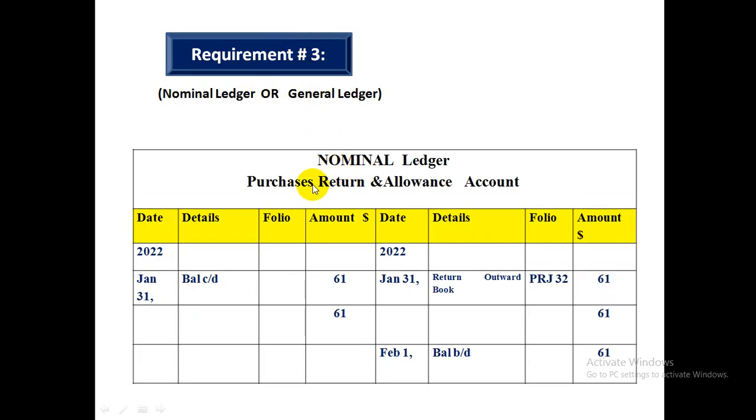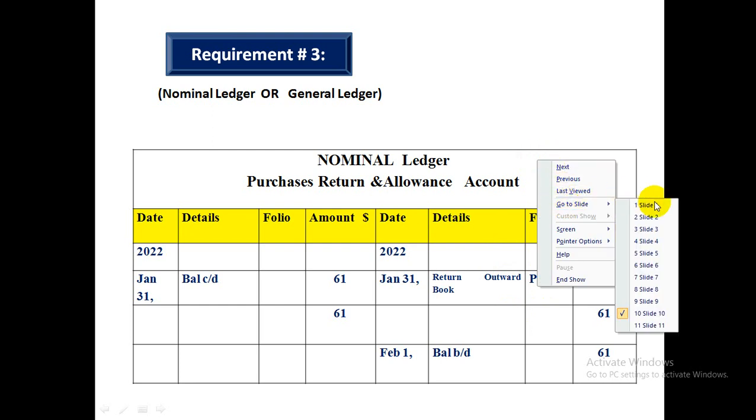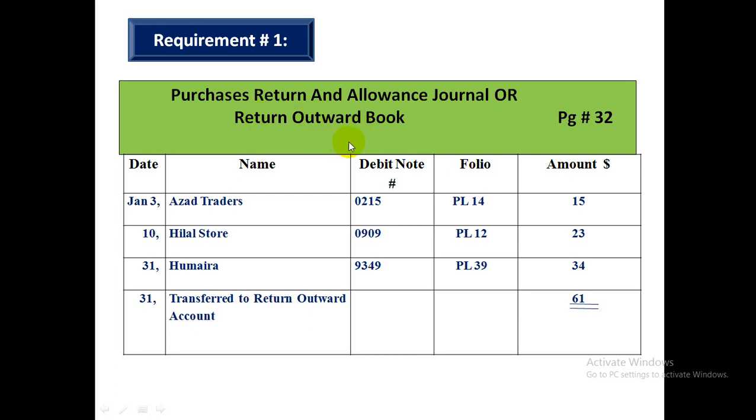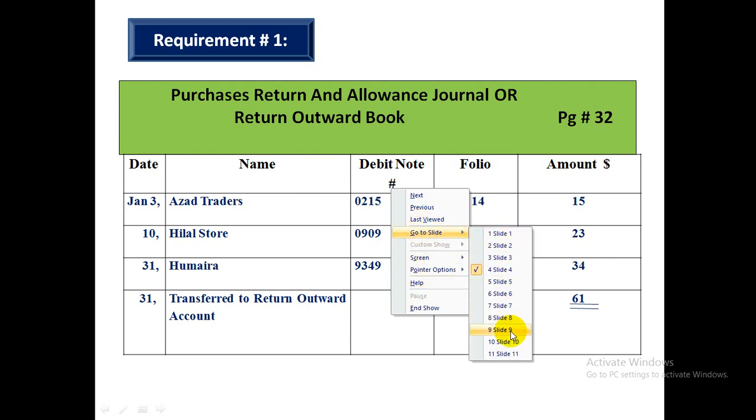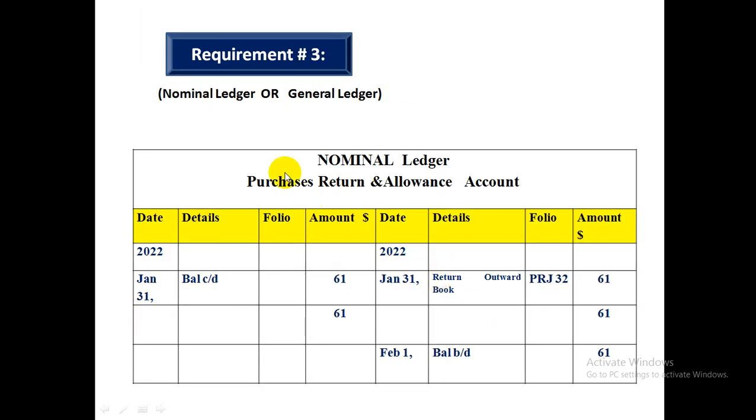Let's see the purchases return nominal account. Again, the same technique. We'll be posting the amount from our purchases return journal which we had prepared. These were the total returns. $61 goods were returned. We have to transfer this amount to the return outward account. Let's see how to prepare the purchases return and allowances account, nominal ledger.